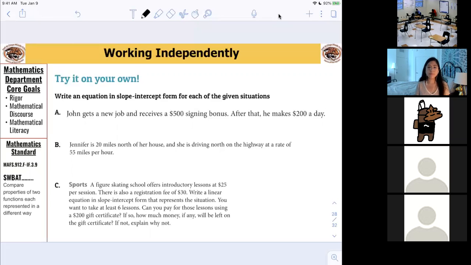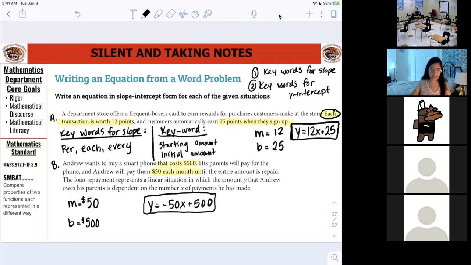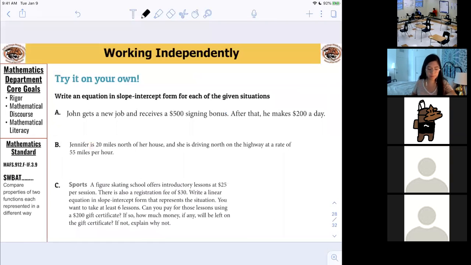Miss, I forgot the keywords. Here, I'll go back really quickly. Make sure you write down those keywords for slope. Take a picture now, that way I can move on to the other slide. Okay. Go ahead. 5 minutes.